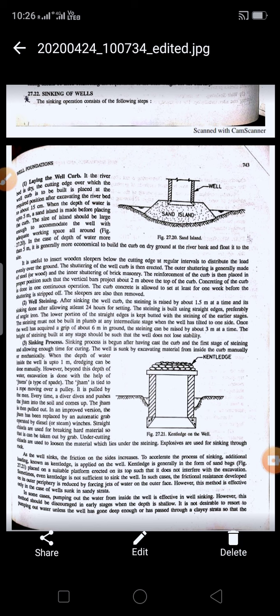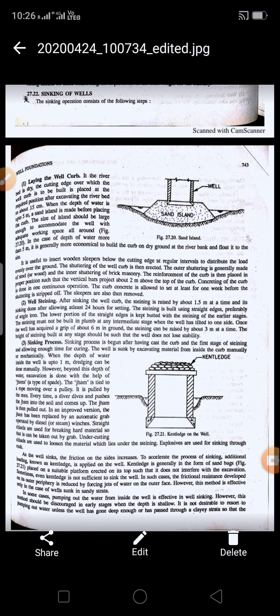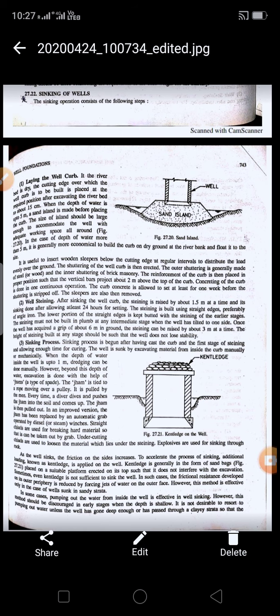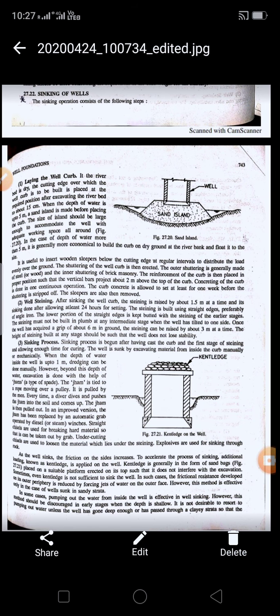jam, and the jam is tied to a rope moving over a pulley. It is handled by a man. Every time a diver dives, pushes the jam into the soil and comes up. So now we just make the area where we are going to construct the well foundation. In that case, we take a cutting edge tool to dig the soil from inside the well, and whatever shape we want to give the well, we will give.